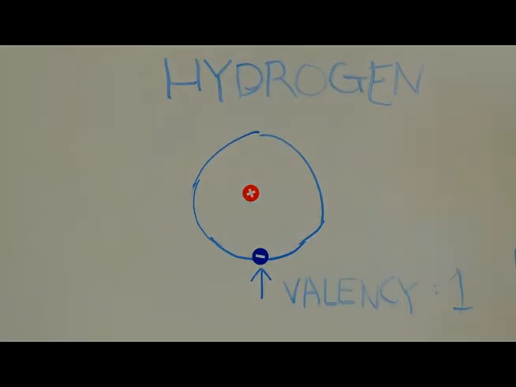Okay, so here's another example of valency. Hydrogen only has 1 electron, and there are no other shells, and so the first shell becomes the outermost shell, and it has a valency of 1.